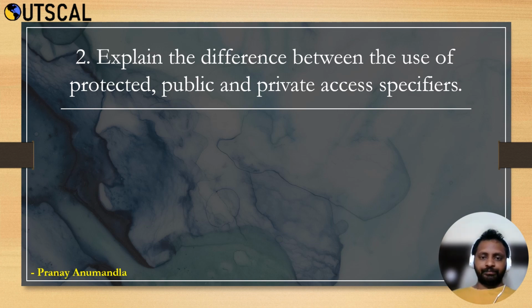I think I'm clear. Private: within the class only. Protected: within the class and inherited classes, if the classes are inherited as protected. Then public: anywhere inside the program, outside the class as well.